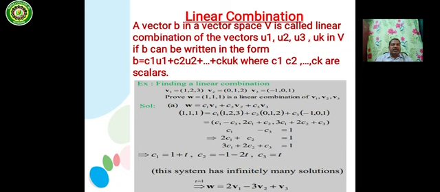So this system has infinitely many solutions. Suppose t equals 1, then w equals 2v1 minus 3v2 plus v3. That is, we get c1, c2, c3 values as 2, minus 3, 1. So we say that w is a linear combination of the vectors v1, v2, v3.